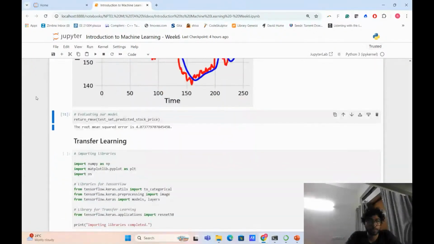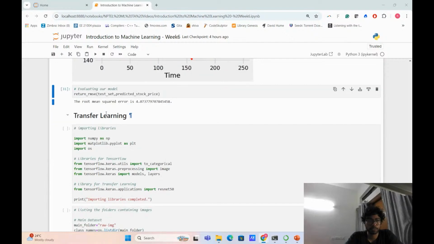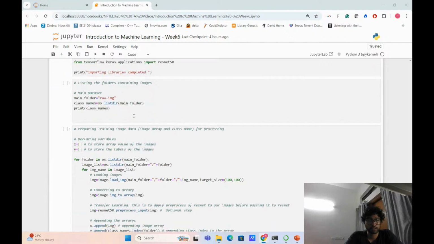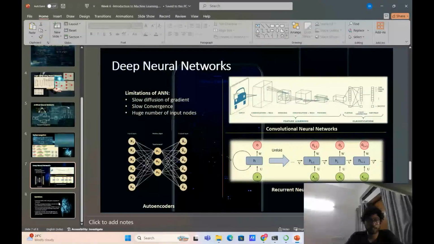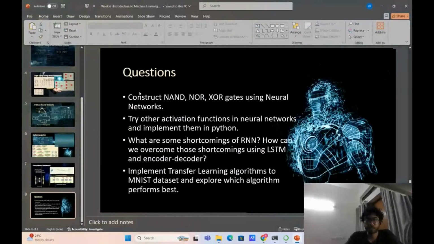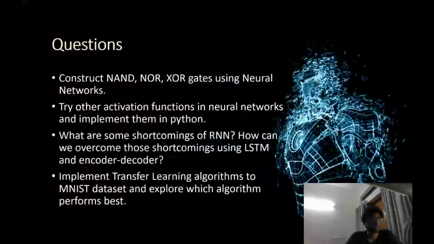Transfer learning is something which I'll not do over here, but I will keep it in the notebook. This is something for you to try out, right? I will just give you a brief idea about what transfer learning is while we look at the questions. We'll end with some questions that we have over here.